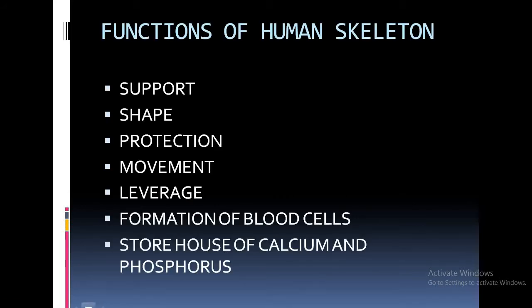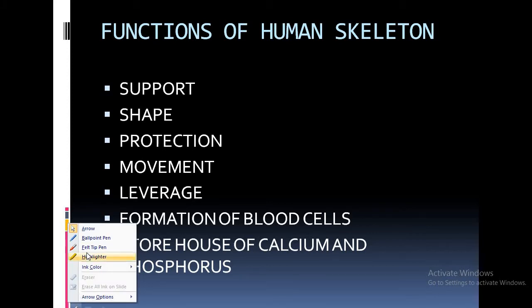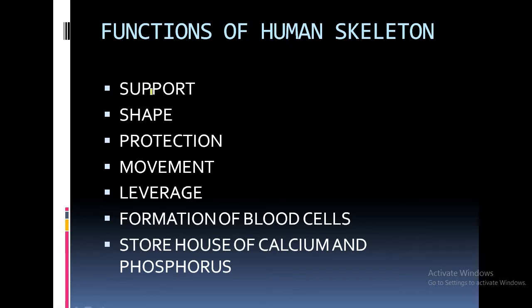First of all, we have to see what are the functions of the skeleton. So first function is it helps in support. It provides the support to the body. So a skeleton will provide the support and framework to the body. Then it also provides a shape. You just imagine if there were no bones, you would just be a mass of muscles, and a mass of muscles will be just like a ball. But this skeletal framework is providing a shape to your body.